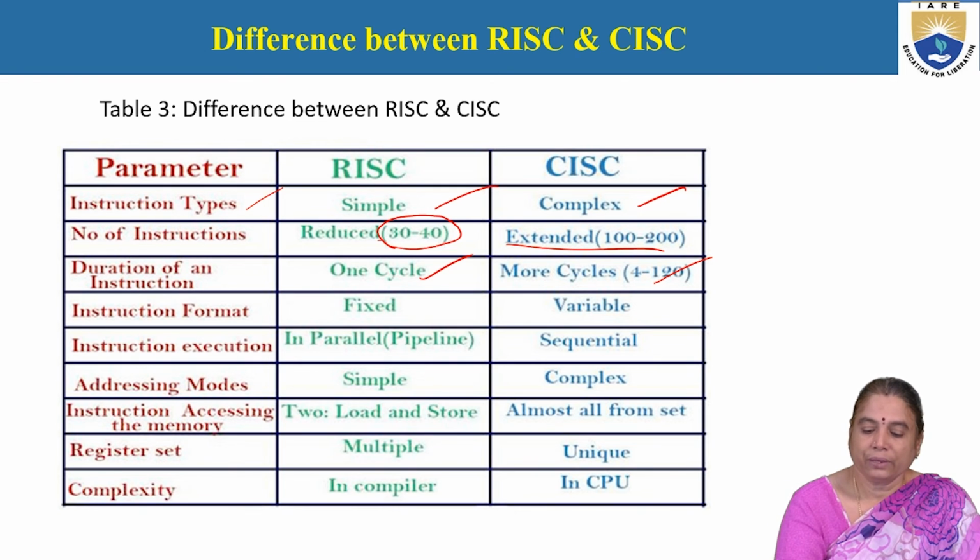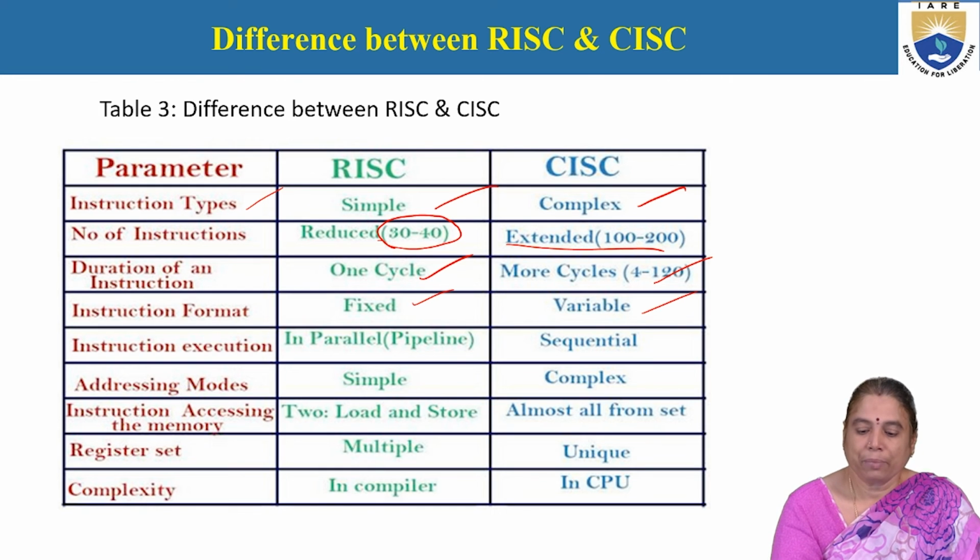Instruction format is fixed in RISC and variable in CISC. Instruction execution can be parallel, pipelined in RISC, sequential in CISC. And addressing modes are simple in RISC. In CISC, they are complex. Instructions accessing memory use a load and store architecture in RISC, but in CISC it is all from the set. The register set is multiple in RISC, but unique in CISC. Complexity is in the compiler in RISC, in the CPU in CISC. So these are the differences between RISC and CISC.